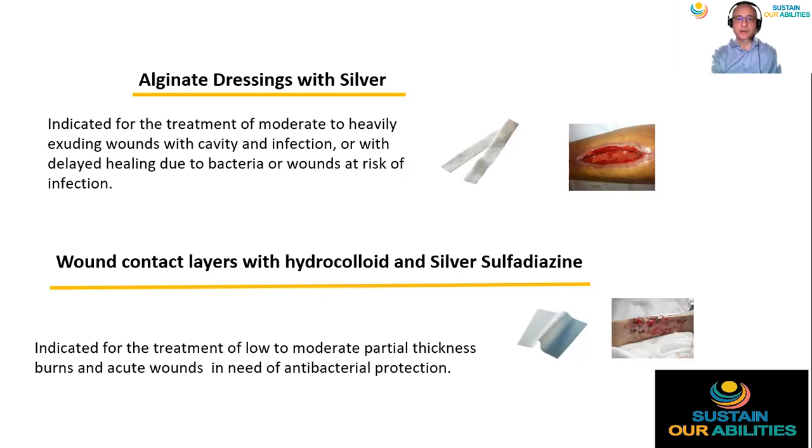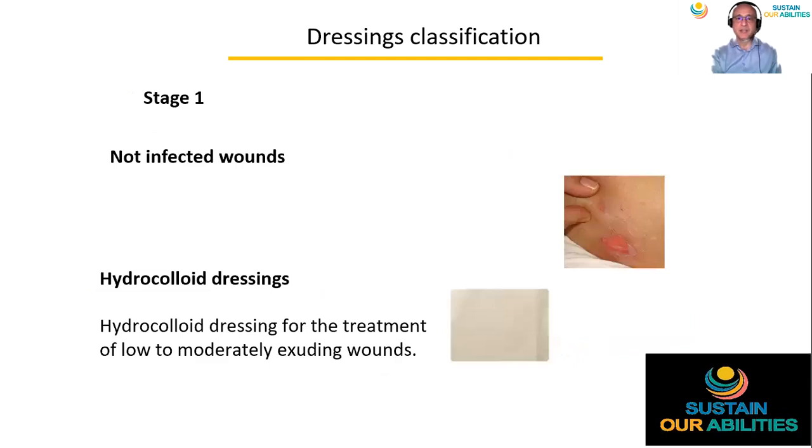And wound contact layers with hydrocolloid and silver sulfadiazine are indicated for the treatment of low to moderate partial thickness burns and acute wounds in need of antibacterial protection. And finally, dressing classification for stage 1, not infected wounds: hydrocolloid dressing, as you see in this picture.